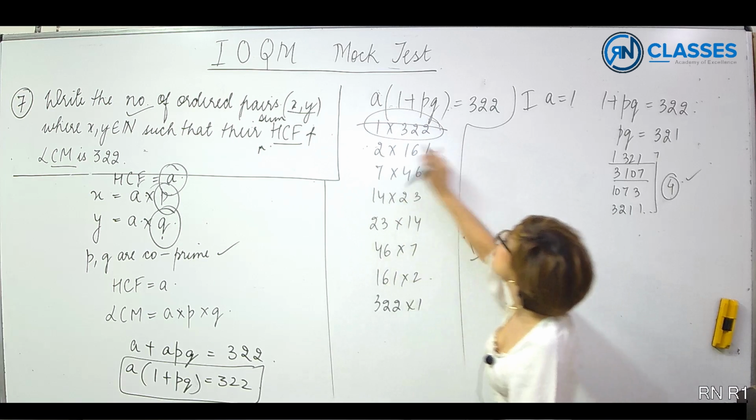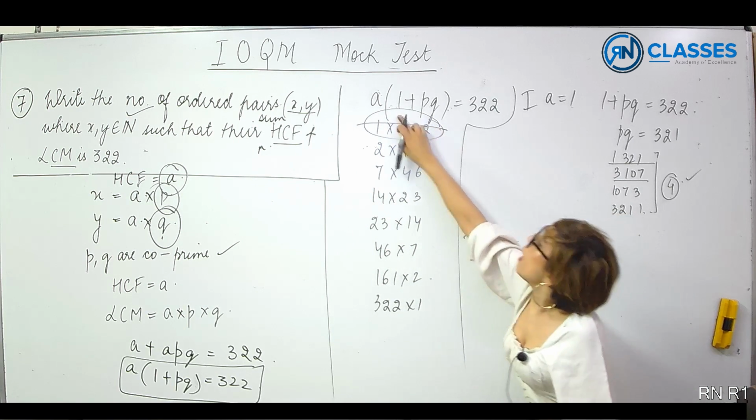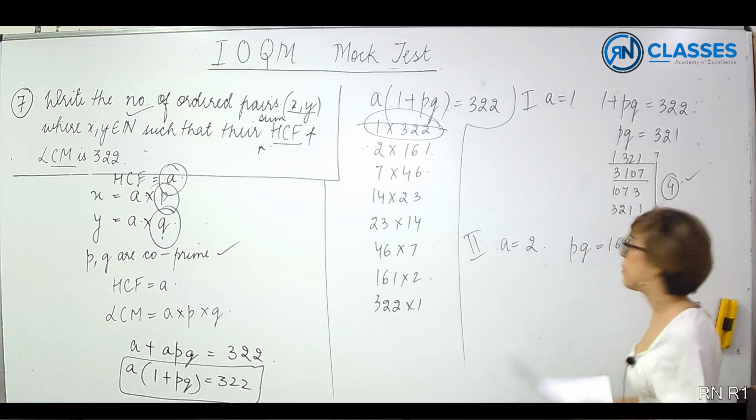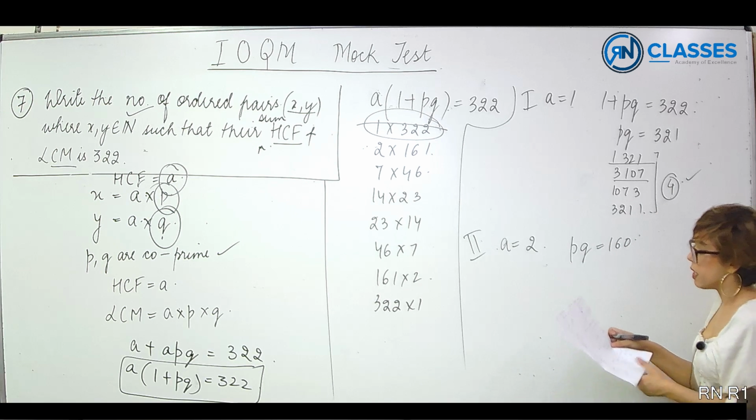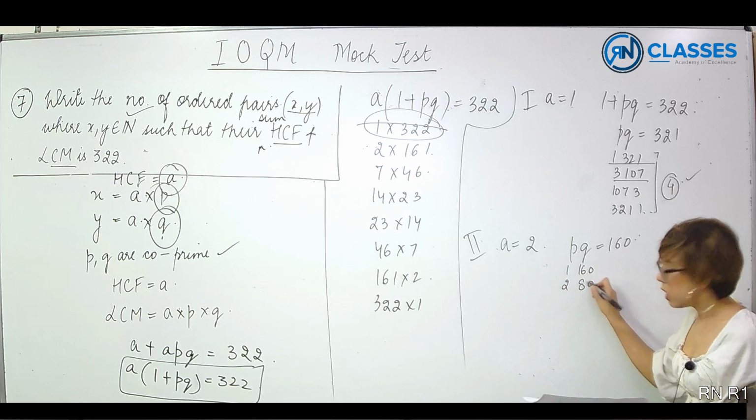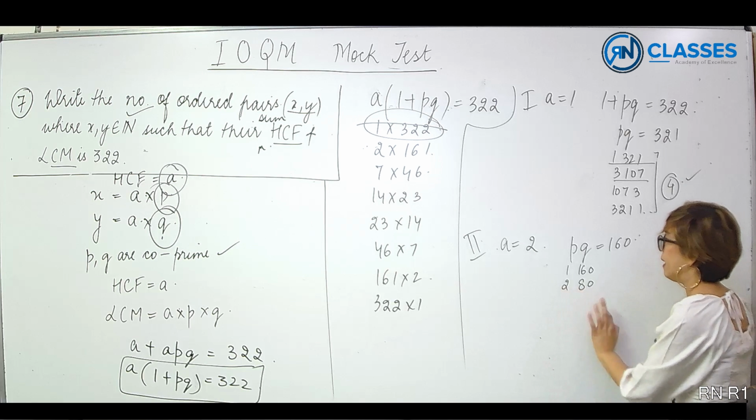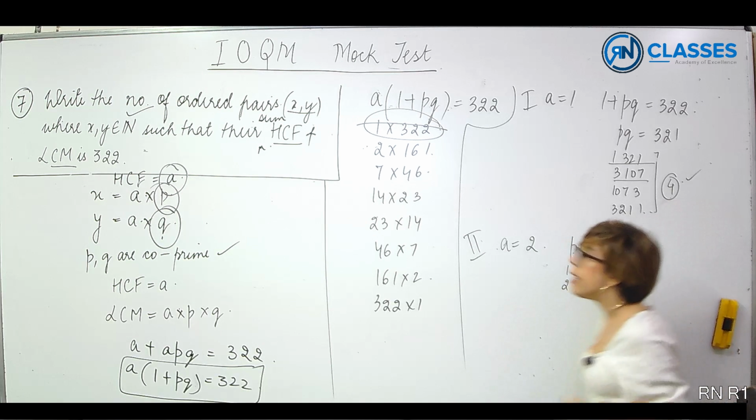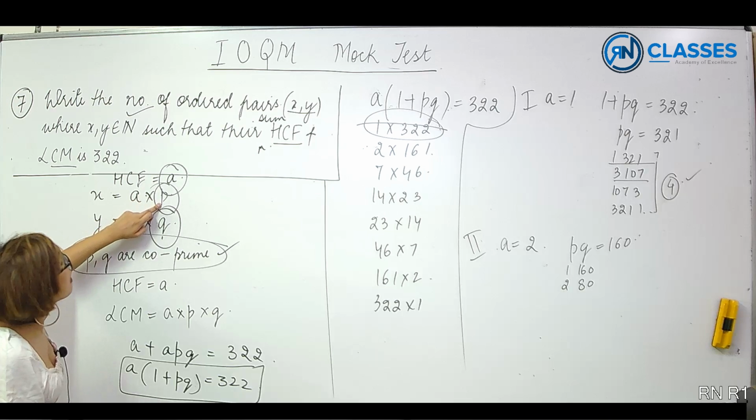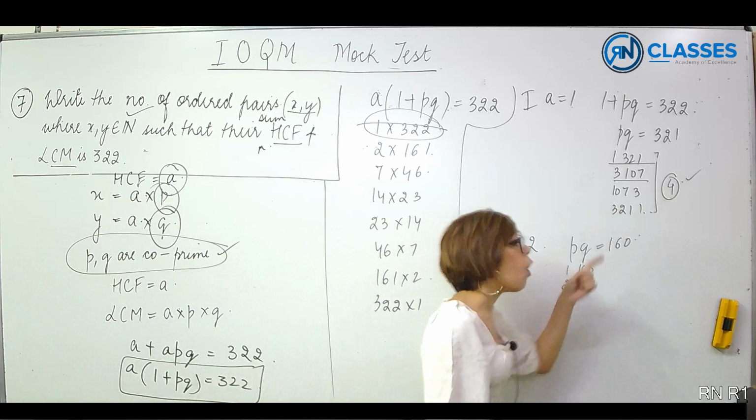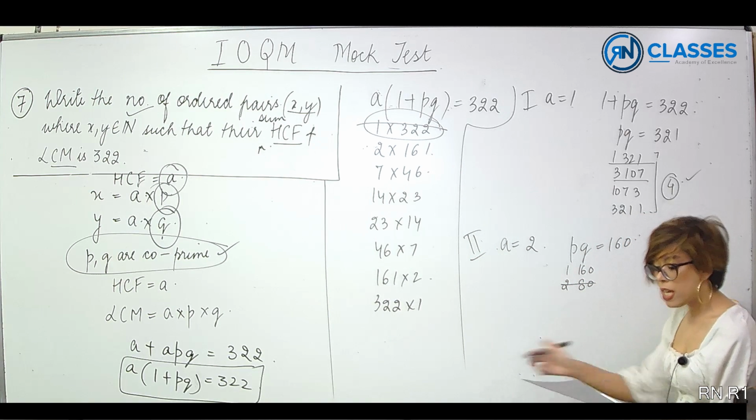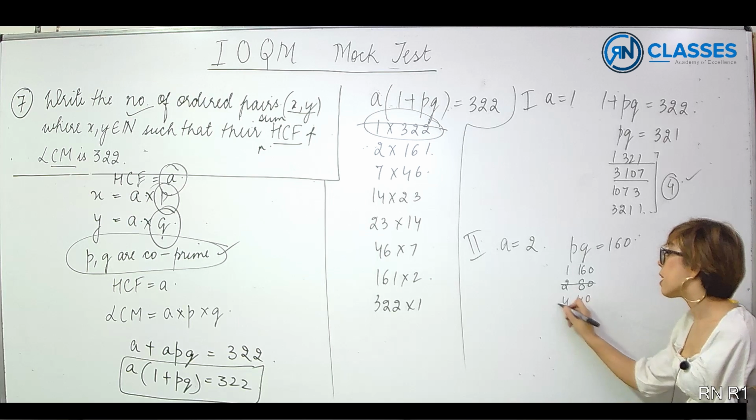Right, this case is done. Second is A is 2. Then 1 plus PQ is equal to 161. So PQ turns out to be 160. Natural numbers, product of two natural numbers, 160. Now, I will have cases like 1, 160, then I have 2, 80. Now, careful. P is 2, Q is 80. Mind it, I said that P and Q are co-primes, because if they do have a common prime factor, my HCF will change. Now, 2 and 80 obviously have a common prime factor, which is 2. So this cannot be the case. Rejected. Second, I have 4 and 40. Again, a common prime factor is there, so rejected.